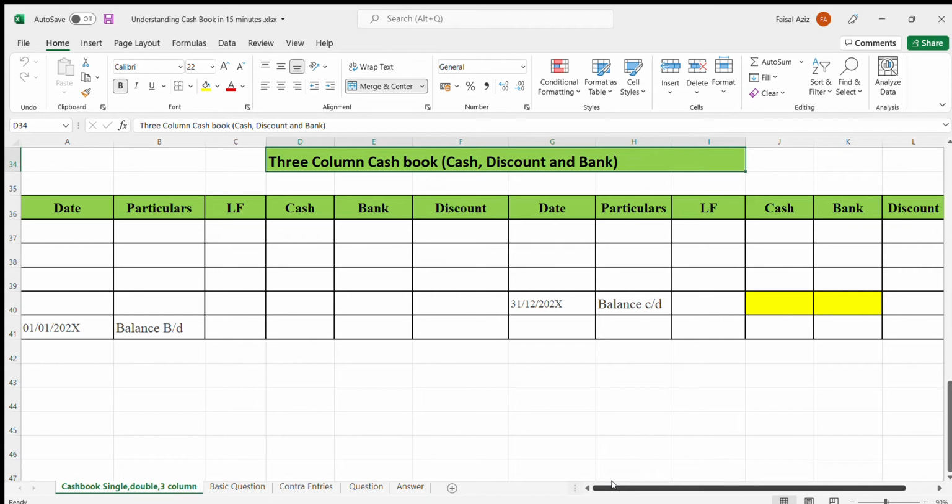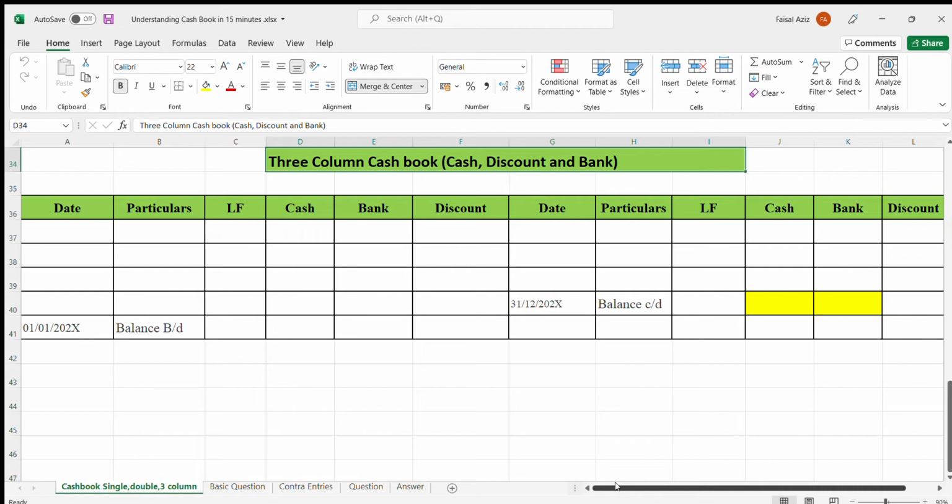This video is the second part in continuation of our topic on cashbook. In the previous video, I discussed how we can record cash receipts and cash payment related transactions in a simple cashbook or single column cashbook. In this video, I'll discuss how we can record transactions involving cash receipts, cash payments, discount, and bank related dealings or transactions.